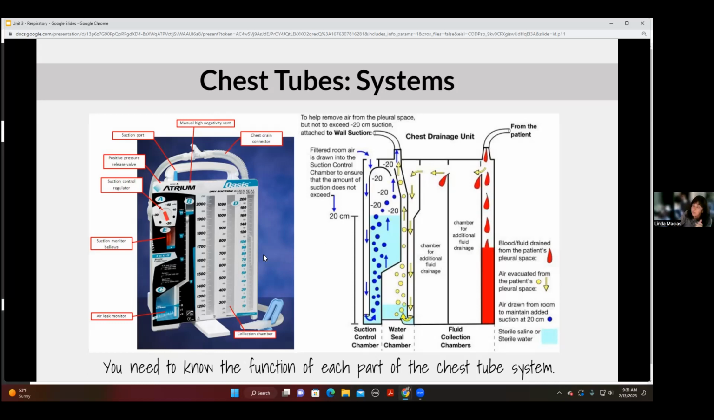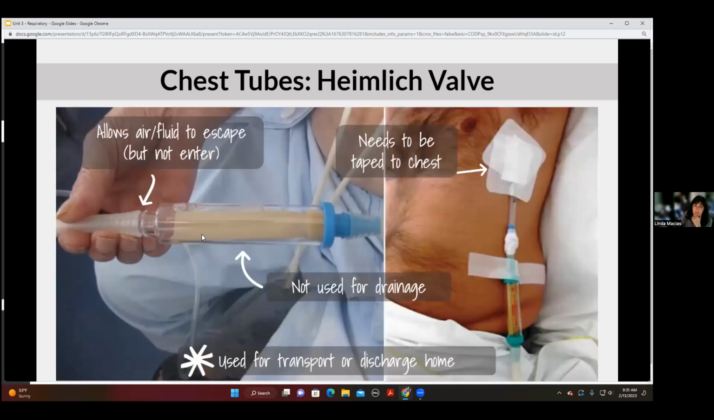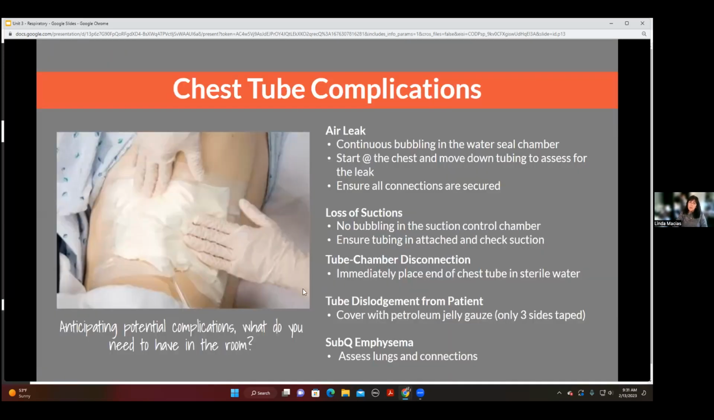We have these in the lab, so you can take a look at them. And this one, it says allow air and fluid to escape, but not to enter. They do have the Heimlich valve, so patients can go home with their chest tubes, but that's a little more than what we're going to look at.